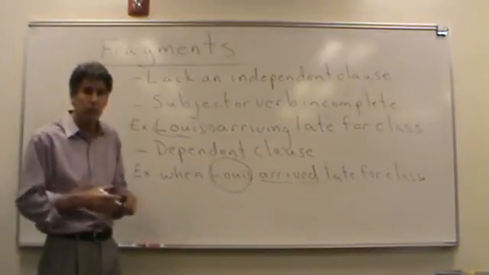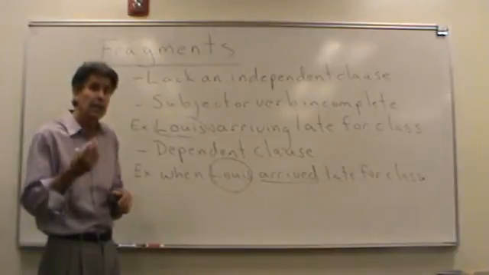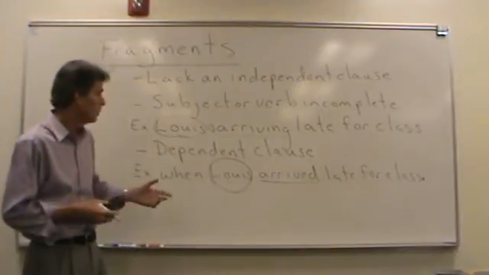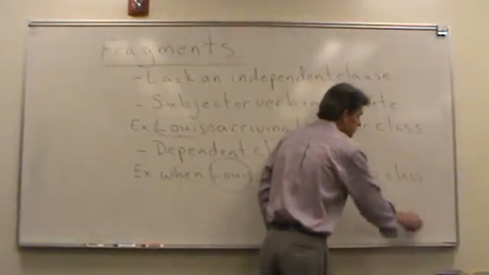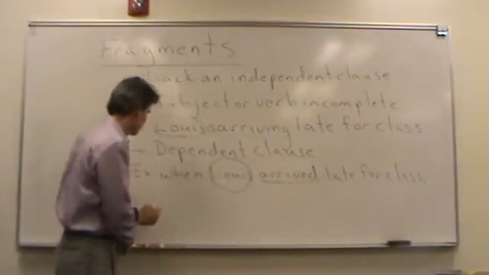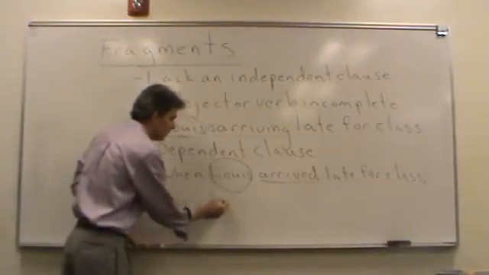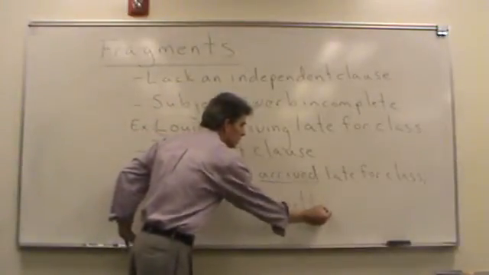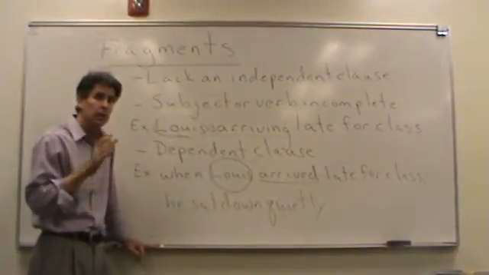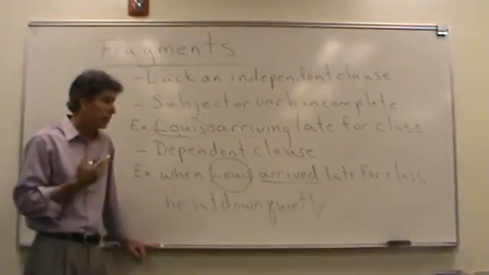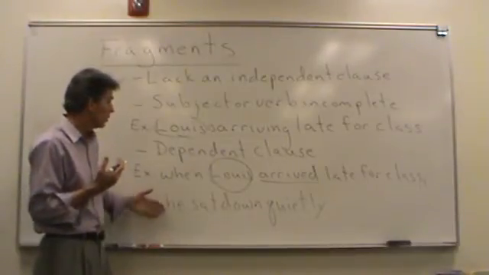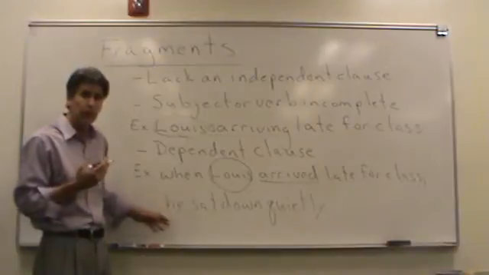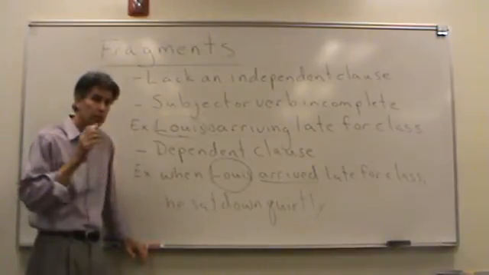So what you can do is complete it or develop it by adding an independent clause to it, either before or after. So we can add it after here. When Louis arrived late for class, comma, he sat down quietly. He sat down quietly is an independent clause. It could stand alone. It could be a sentence all by itself. It could go to the front or to the back. I could say Louis sat down quietly when he arrived late for class. That's the independent clause. That makes this a sentence. It's no longer a fragment.